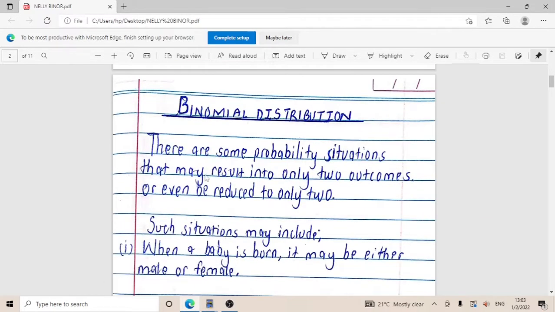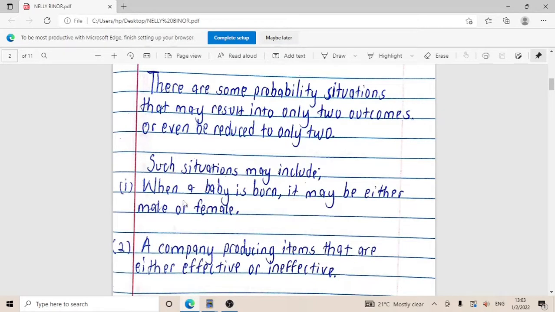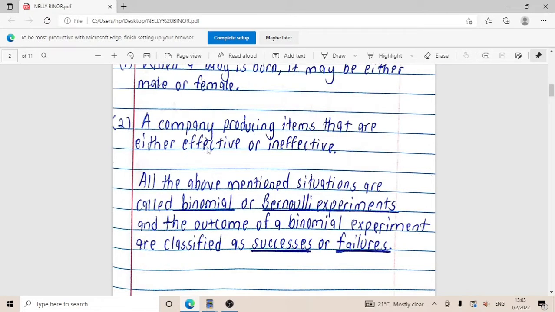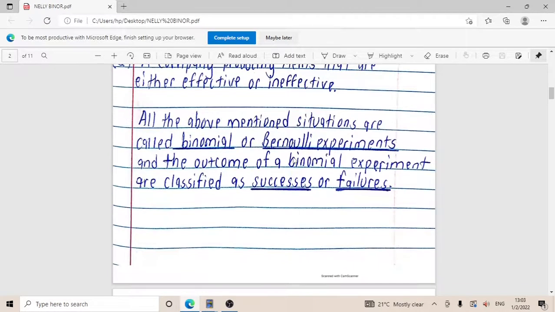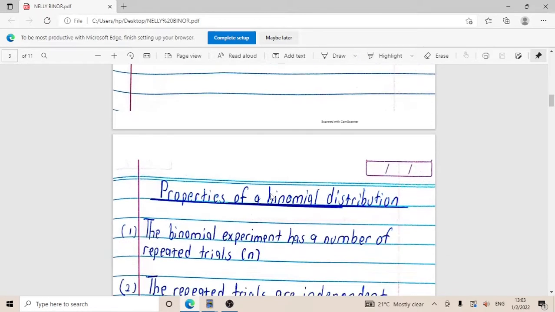Focusing on the binomial distribution, there are some probability situations that may result in only two outcomes or can be reduced to only two. Such situations include when a baby is born, it may be either male or female, or a company producing items that are either effective or ineffective. All the above mentioned situations are called binomial or Bernoulli experiments. The outcomes of a binomial experiment are classified as successes or failures. So the outcome can either be a failure or a success.